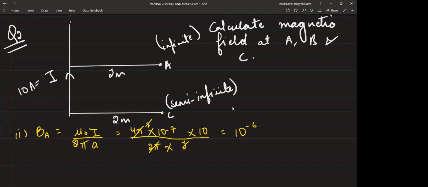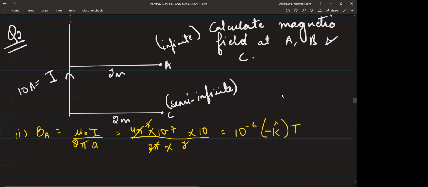And see the direction: take your right hand towards the current, curl the fingers towards point A. The thumb is going inside. Inside means negative Z axis. So it is minus k cap Tesla.